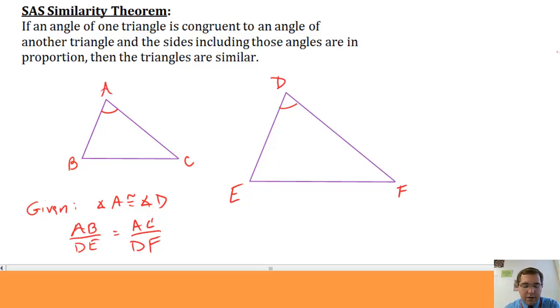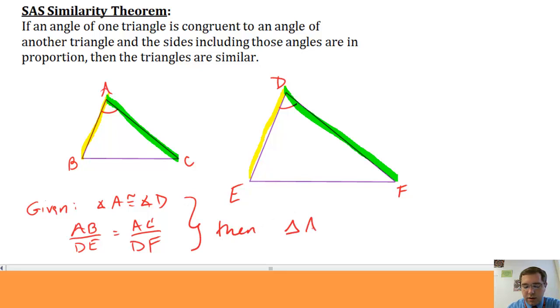So, for example, if we're given that angle A is congruent to angle D, and we know AB over DE equals AC over DF, then we know the two sides that contain our angles are in proportion. So we can say then triangle ABC is similar to triangle DEF by the side-angle-side similarity theorem.